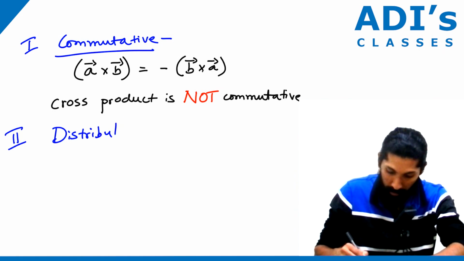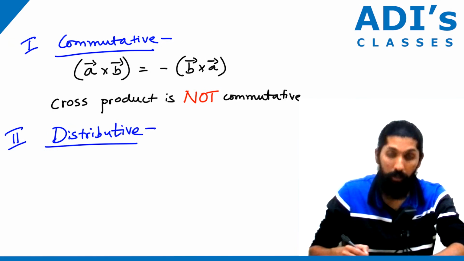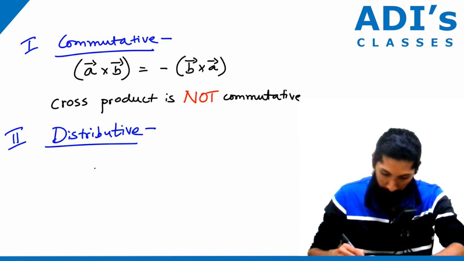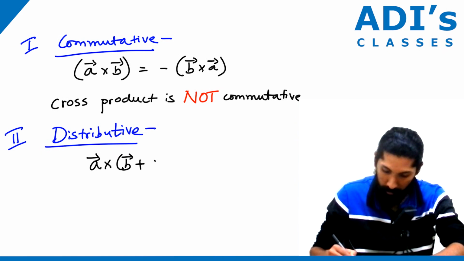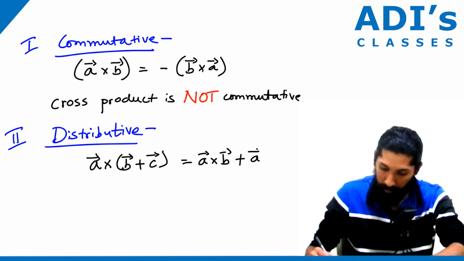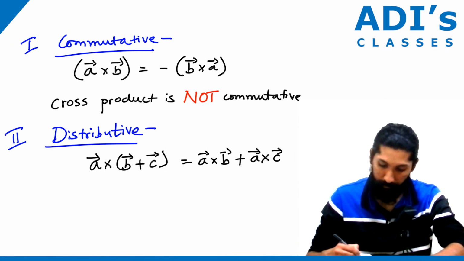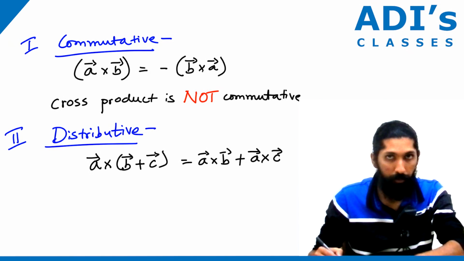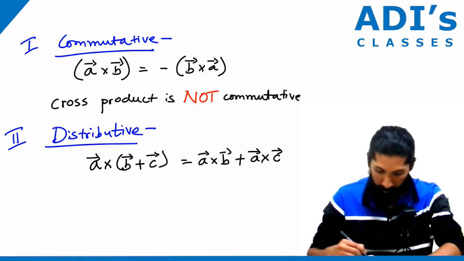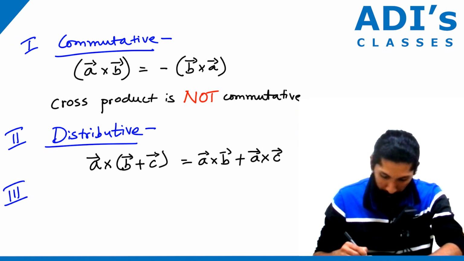Okay, so is it distributive over addition? Yes, it is distributive. In the sense, suppose you have vector A cross vector B plus vector C, we can write this as vector A cross vector B plus vector A cross vector C. It is distributive over addition. Clear? The third one is, what if we multiply by a scalar?